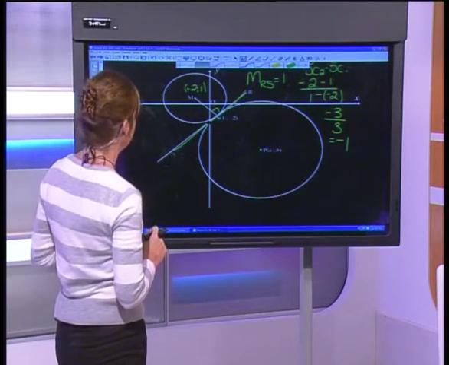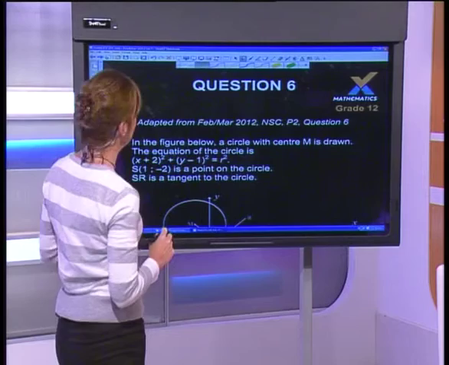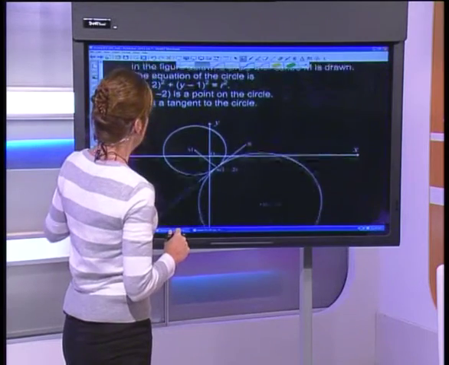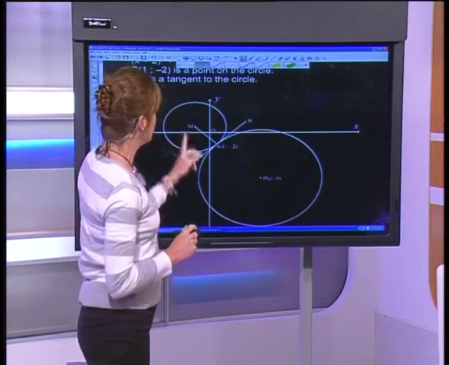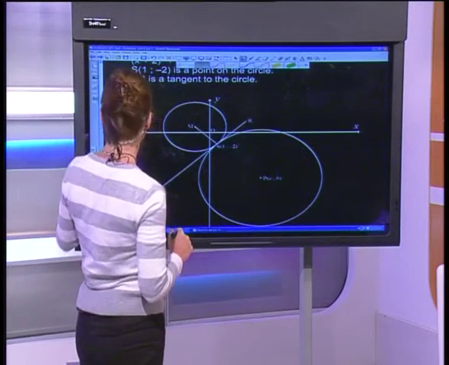Next part of it. Now what we've done is we have found the equation of our tangent. We've done all of that.